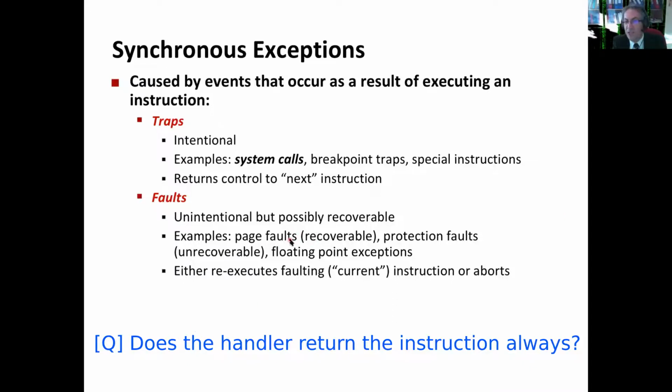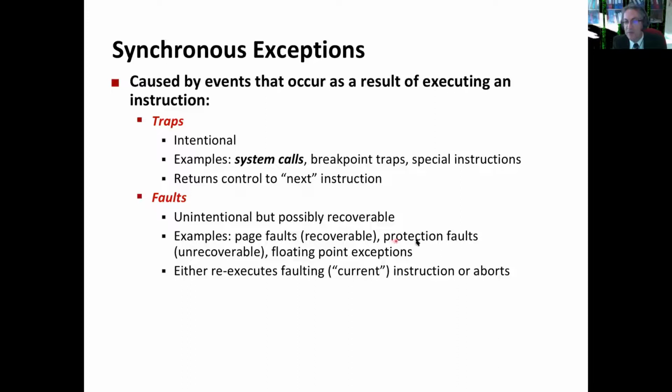So in the case of a page fault, we will return to the current one, and it is recoverable. But there can be, for example, protection faults. When you make a null pointer access, then it's a protection fault because the address pointed by the null pointer points to a page that you are not supposed to access. So in that case, that's an unrecoverable fault, or floating point exceptions.